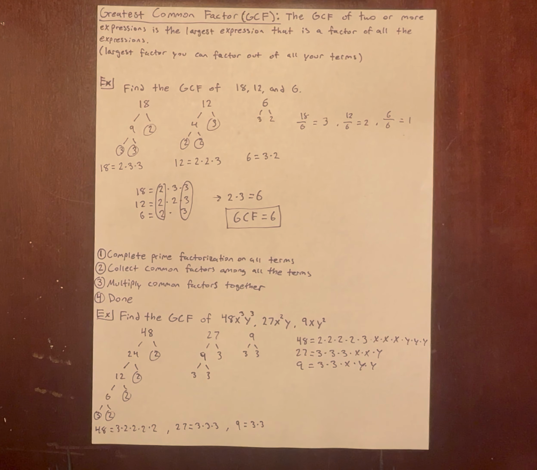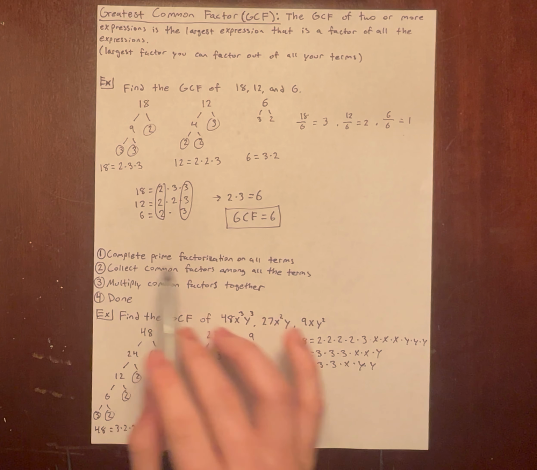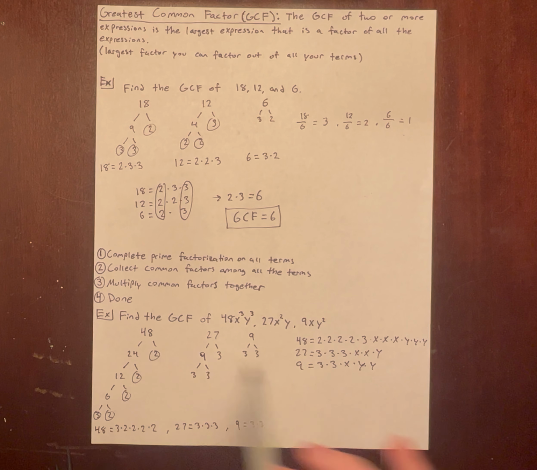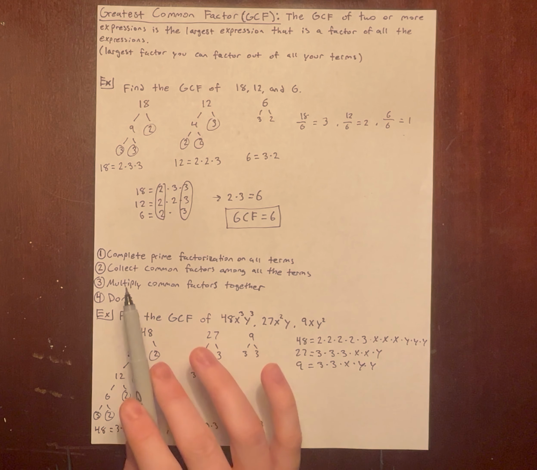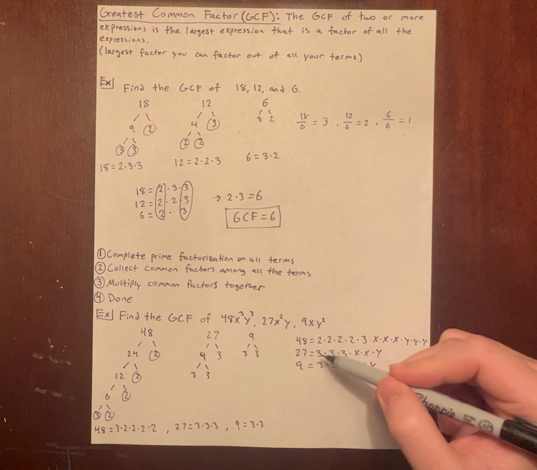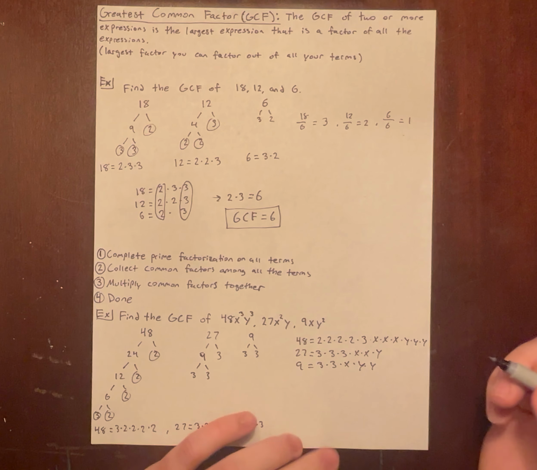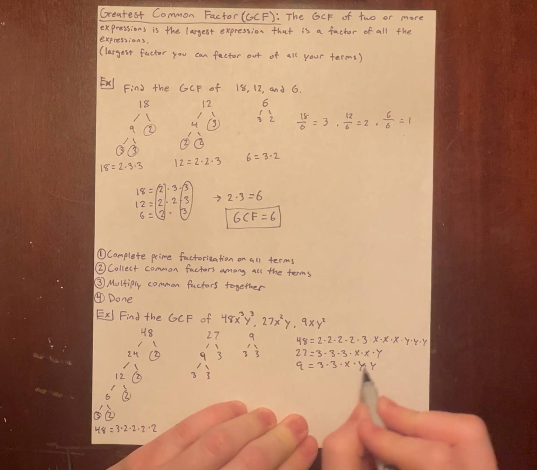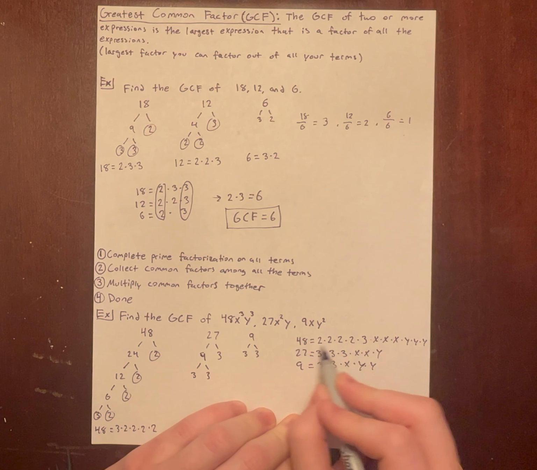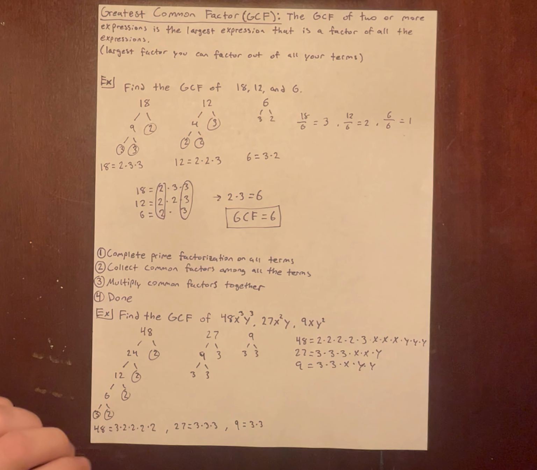All right. And now it is the same exact process. Having variables didn't change our process at all. We completed prime factorization on all of our terms. We will now collect common factors among all the terms. So we see that these two do not have any 2's, so we will not have any 2 in our prime factorization, or our GCF.